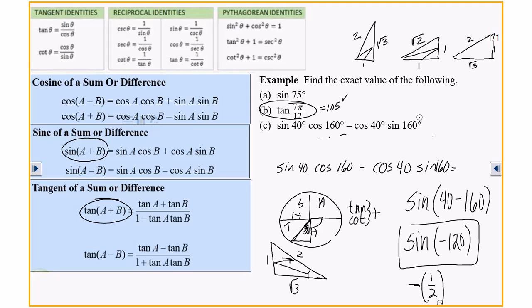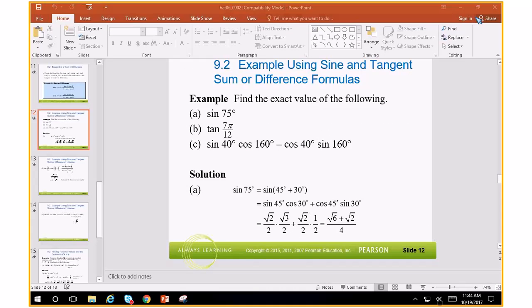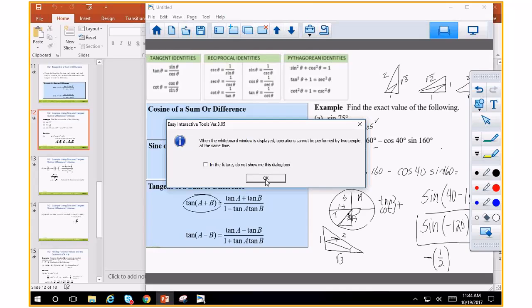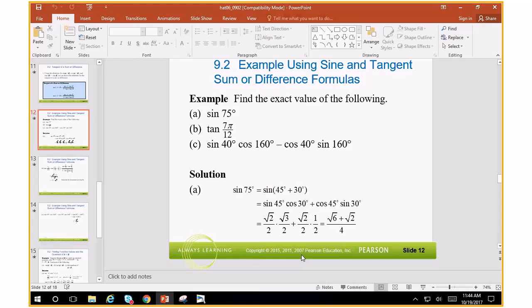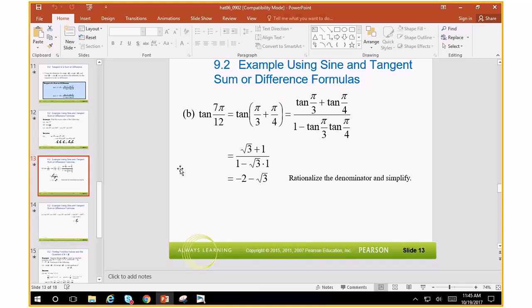So write down those answers and let's see if we got them right. Handy dandy. All right, did we get square root of 6 plus 2 over 4? Okay. Next one. Did we get negative 2 minus square root of 3? We got positive 2. Yeah.